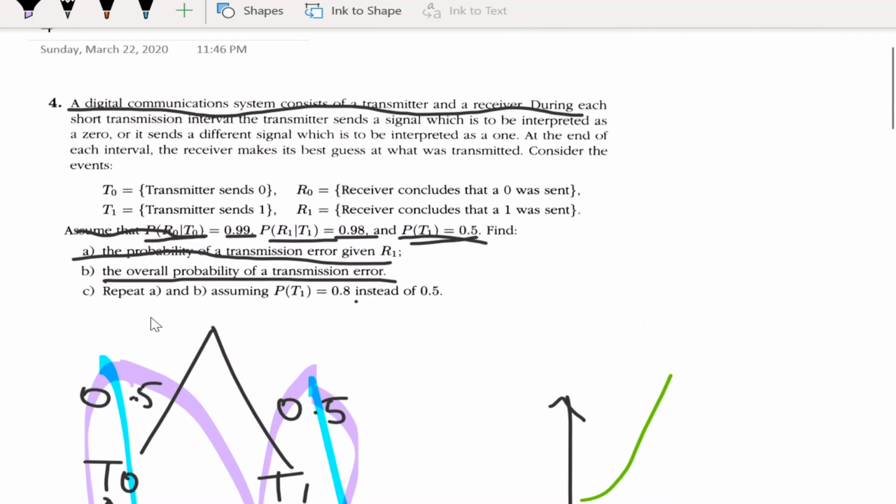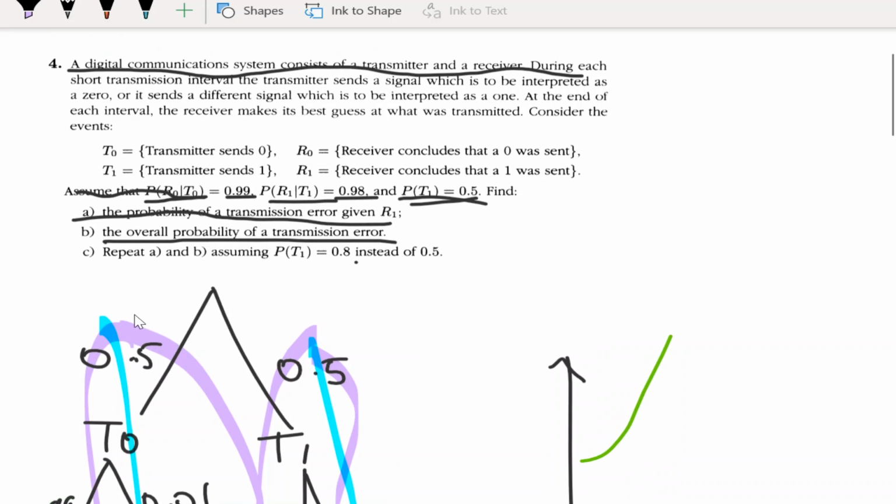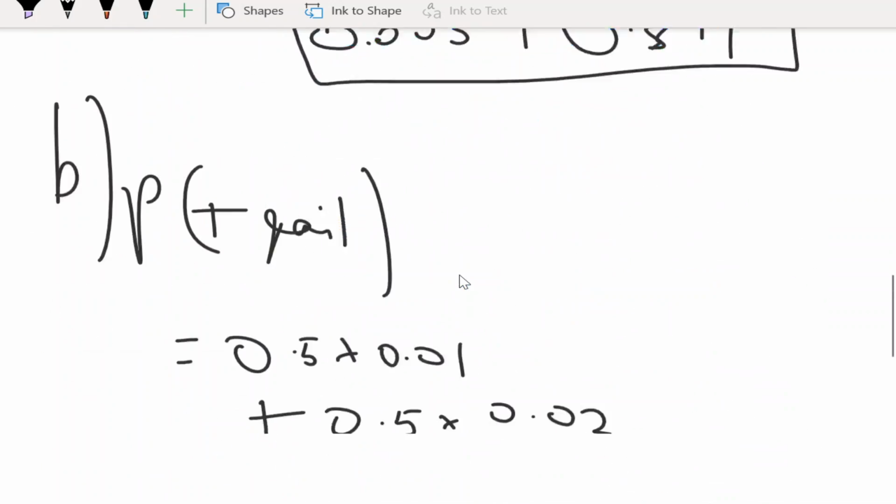Alright, cool. For part C, it's literally the exact same thing, except you switch these values. So 0.8 and then 0.2, and you just do the exact same thing. I'm not going to do that since it'd be pretty repetitive.